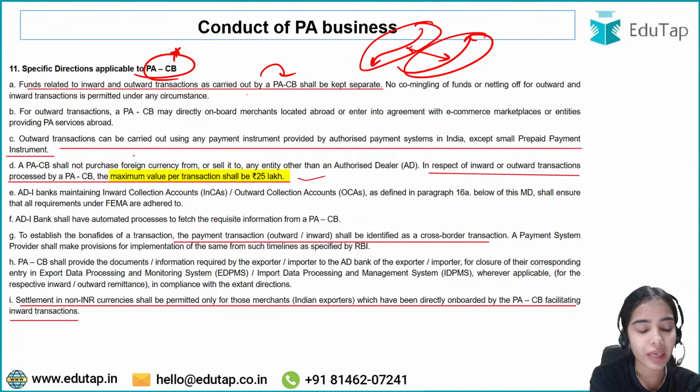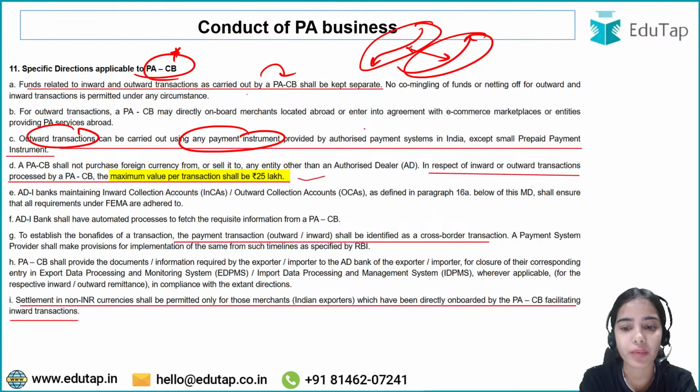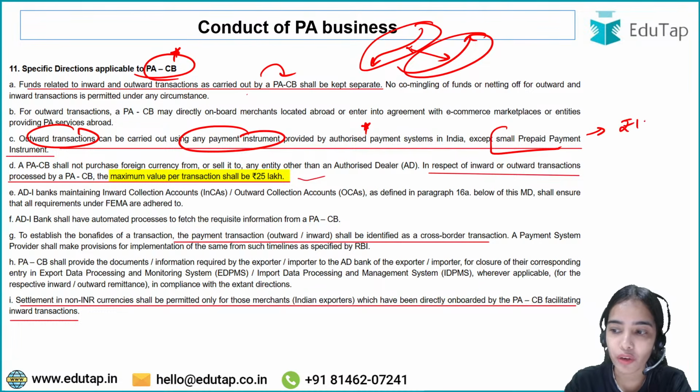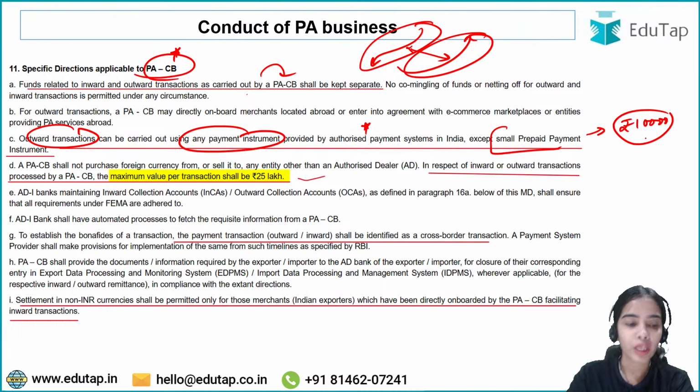Outward transactions can be carried out using any payment instrument. So outward transactions can be carried out using any payment instrument provided by the authorized payment system in India, except small prepaid payment instruments that usually have the limit of 10,000 rupees. So outward transactions can be carried out using any payment instrument that is authorized in India for the payment, except the small PPIs, which have the limit of around 10,000 rupees.